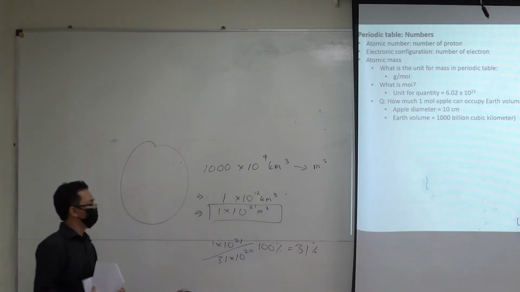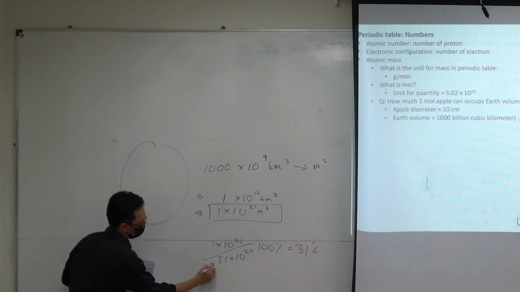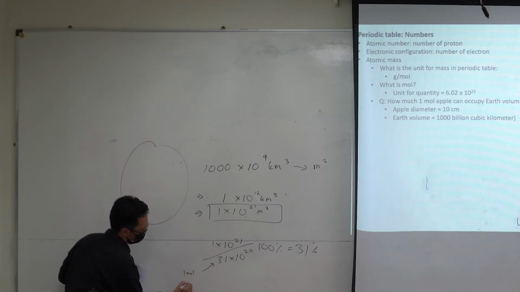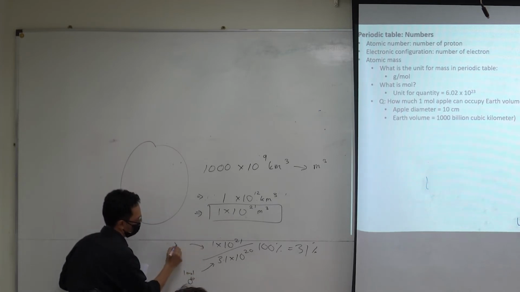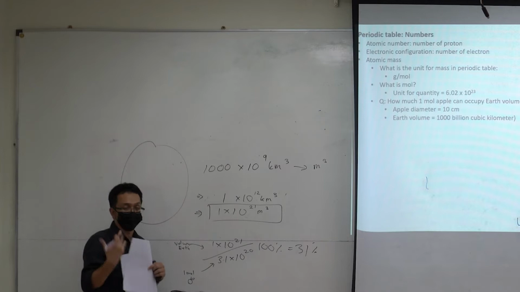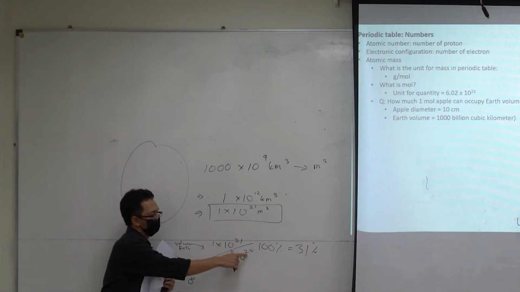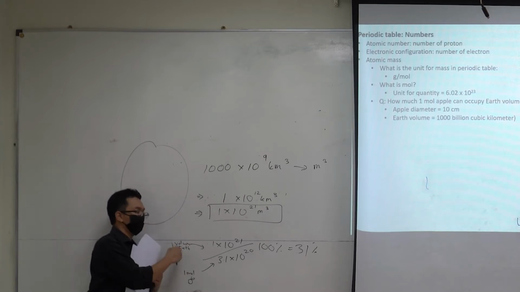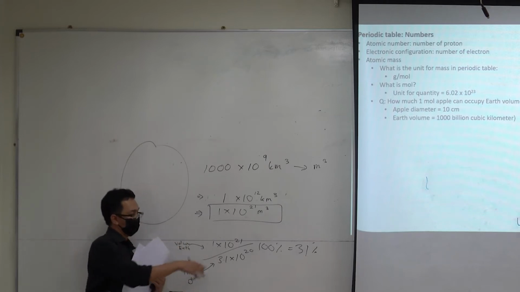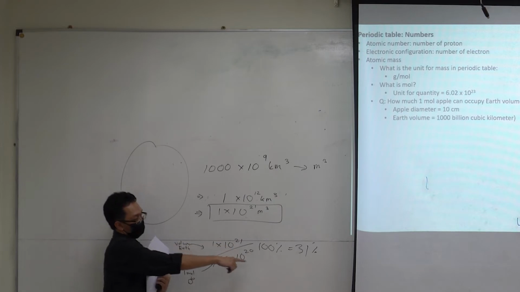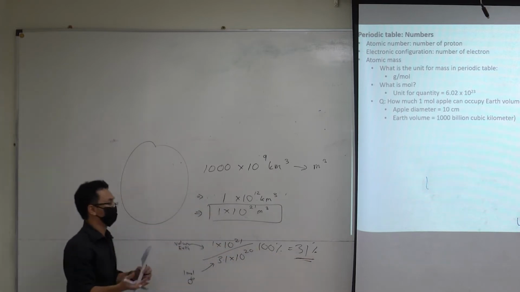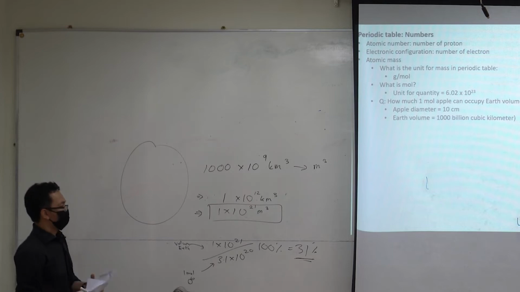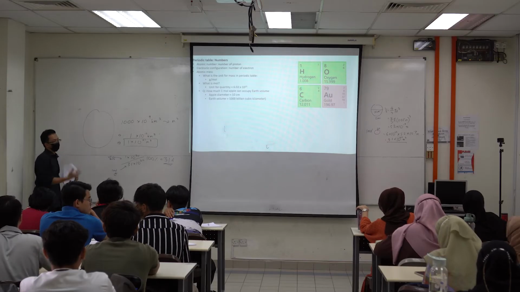So even though this is 1 mole of apple, and this is the volume of Earth, and the difference between 21 and 20 is just like 1, you need to prove it. To see how much apple can fit in the volume of Earth, you divide and times 100, and you can see how much percentage the apple can fill. If you do that, you see that it's 31%. It's much less than you think. So when you do calculation, you need to prove it.